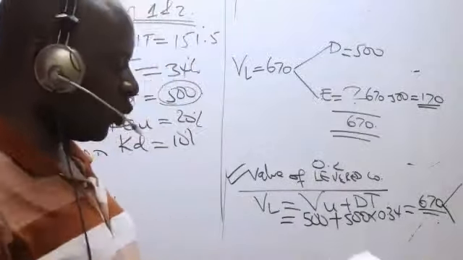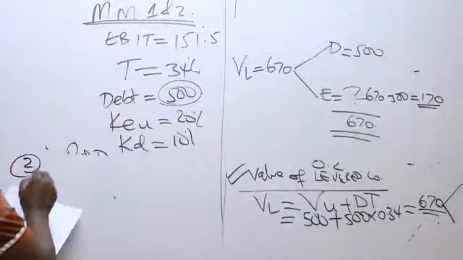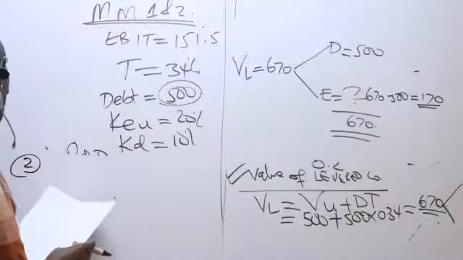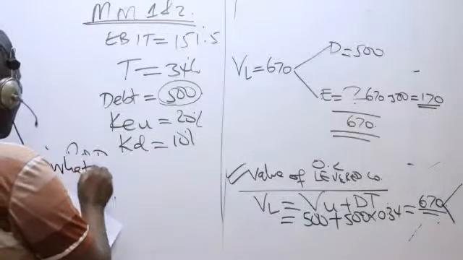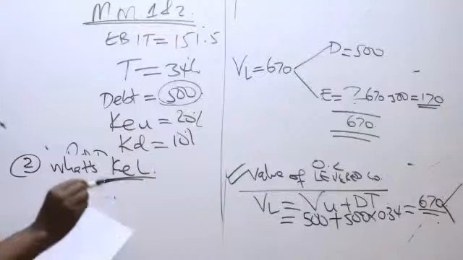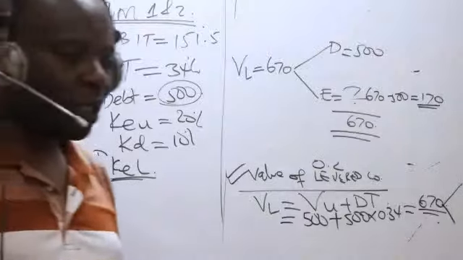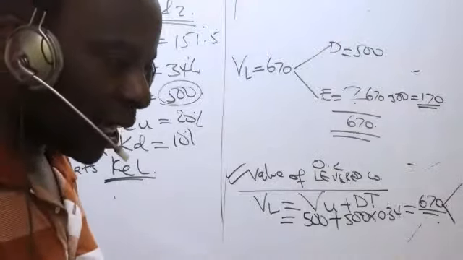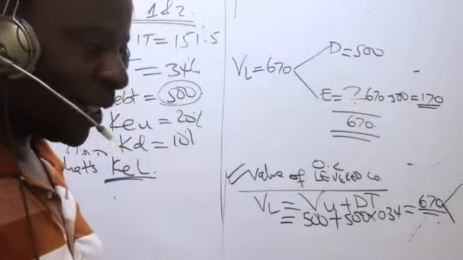So number two, this was the first requirement. The second requirement, number two, what is the cost of equity of the levered company?